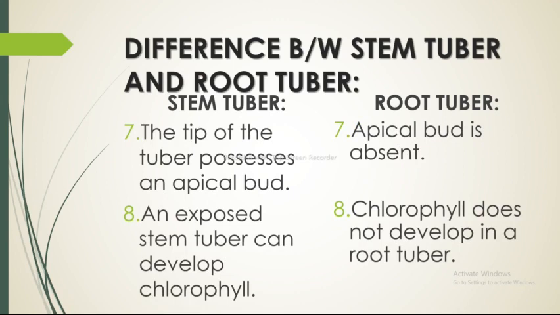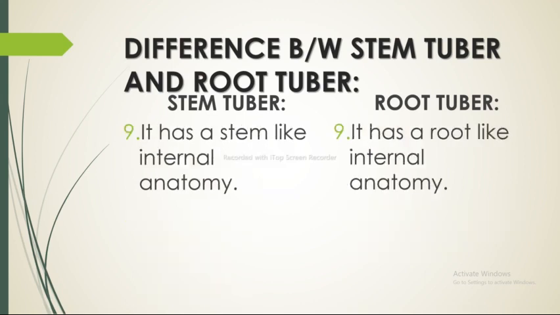Stem tuber, the tip of the tuber possesses an apical bud. Root tuber, the apical bud is absent. Stem tuber, an exposed stem tuber can develop chlorophyll. Root tuber, chlorophyll does not develop in a root tuber. Stem tuber, it has a stem-like internal anatomy. Root tuber, it has a root-like internal anatomy.